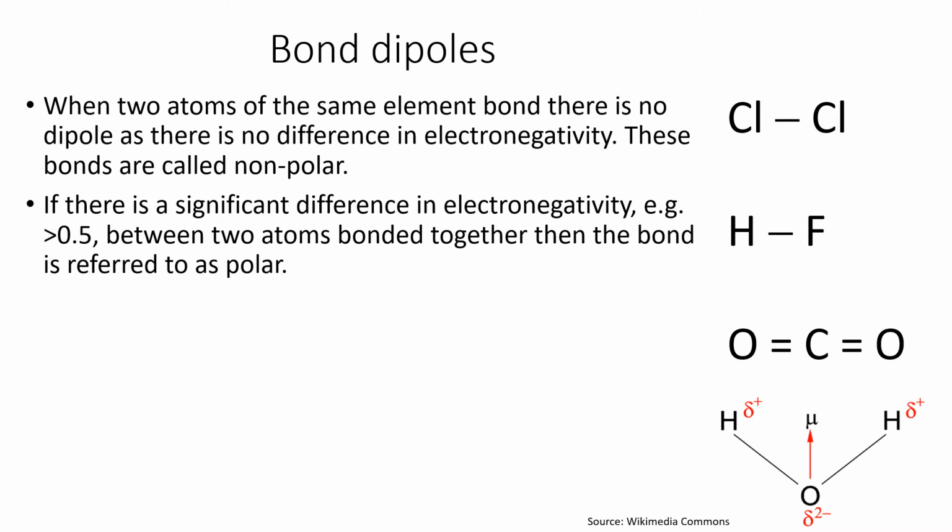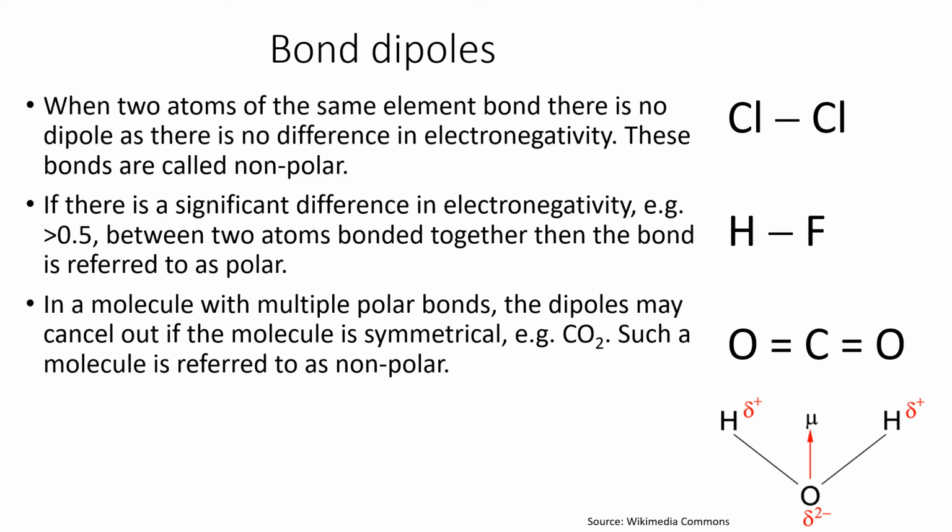And so for example, where a fluorine atom is bonded to hydrogen, there's a really significant difference in electronegativity there. I've suggested that where you have a significant difference in electronegativity, perhaps greater than a half, let's say, on our Pauling scale, then you would refer to the chemical bond as a polar bond. And so you could write a delta plus on the H and a delta minus on the F, for example.